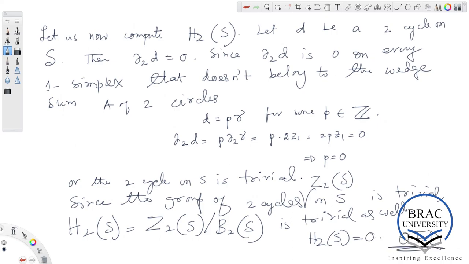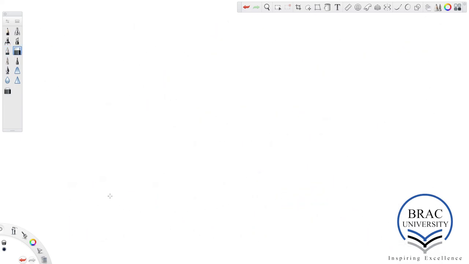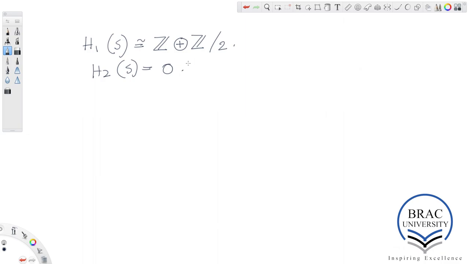Okay, all right, so let me summarize what we have found. For the complex S whose underlying space is the Klein bottle, we found that the first homology group is interesting. It's no longer free abelian as in the case of two towers. It's isomorphic to Z direct sum Z over 2, okay? And the second homology group of this complex is trivial, okay? All right, so we end the segment here.